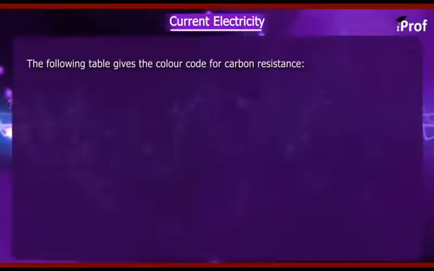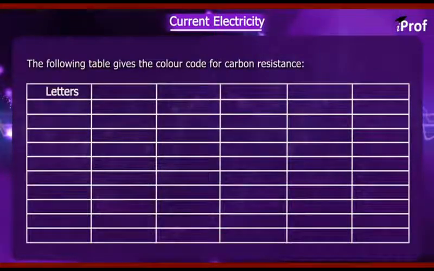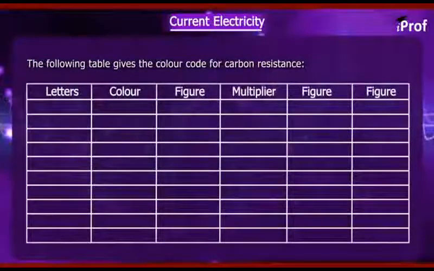The following table gives the color code for carbon resistance: letters, color, figure, multiplier, figure, figure. B B R O Y G B V G W.